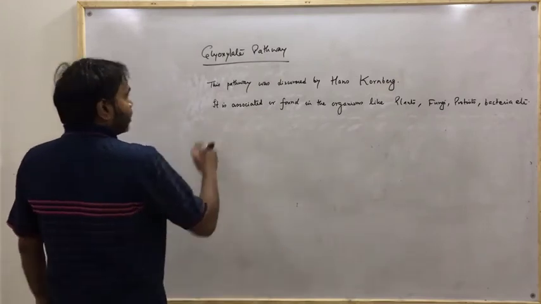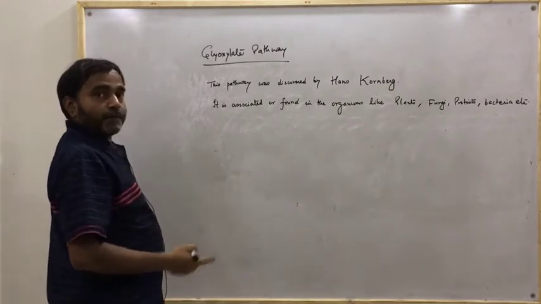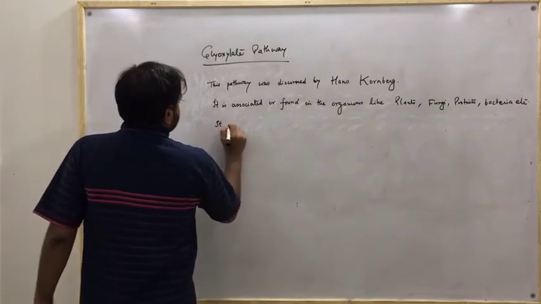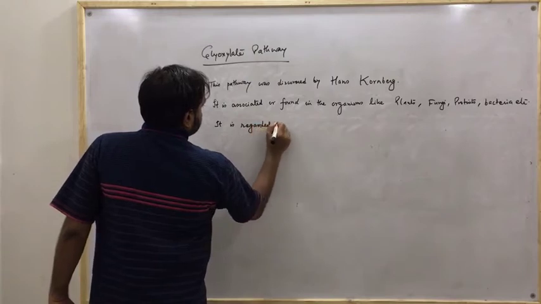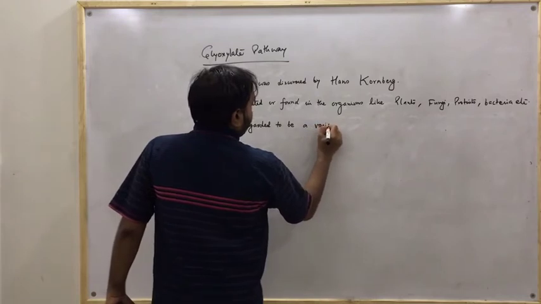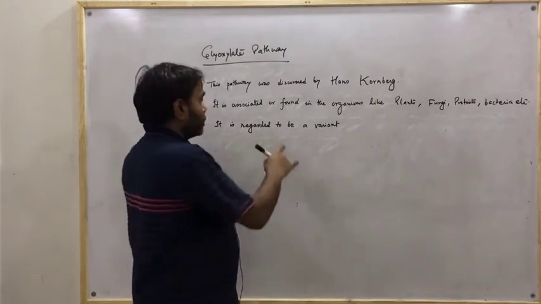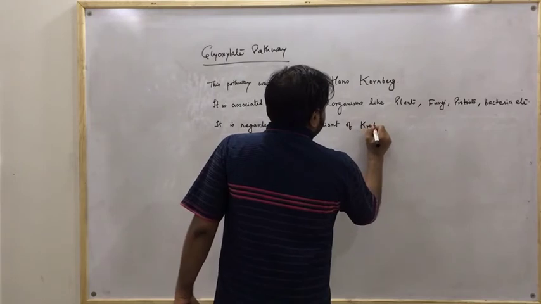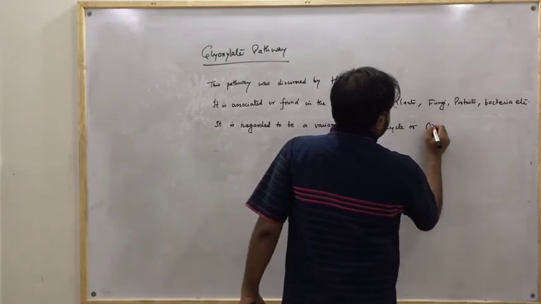And another important thing is that it is not associated with mitochondria, but it is somewhat similar to Krebs cycle. It is regarded to be a variant. Variant means somewhat different, but most of the things are similar. So it is regarded to be a variant of Krebs cycle or citric acid cycle.